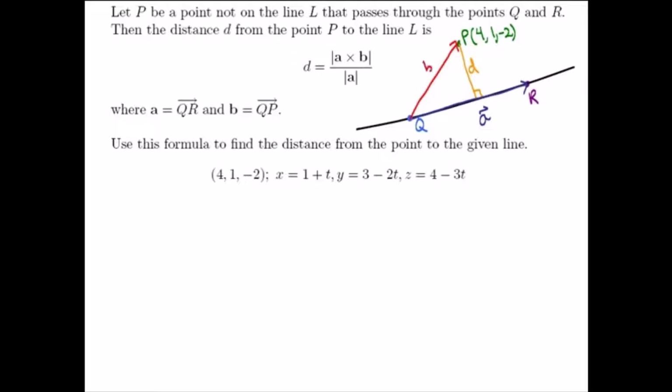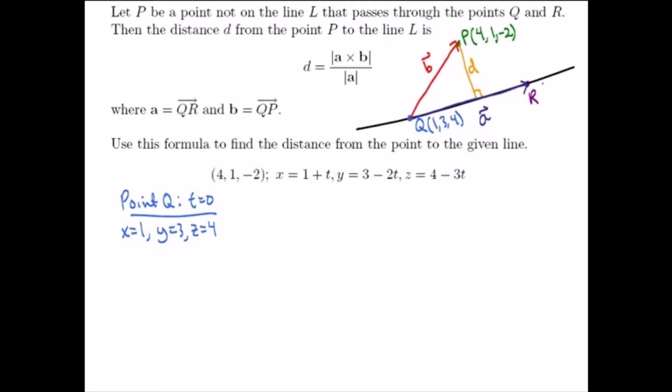And so the only thing I'm missing in this problem is some points Q and R. I need to find some points Q and R on my line, which again is given to me in terms of parametric equations. Well, that's pretty easy to do. I'm just going to let t take on a couple of different values. So for the point Q, I'm going to let t be equal to 0. And then x is equal to 1 plus 0, which is 1. Y is equal to 3 minus 2 times 0, which is 3. And z is equal to 4 minus 0, which is 4. So Q is at the point 1, 3, 4.